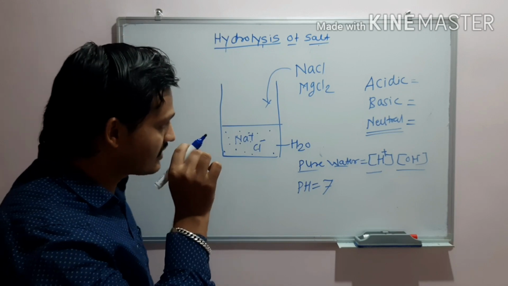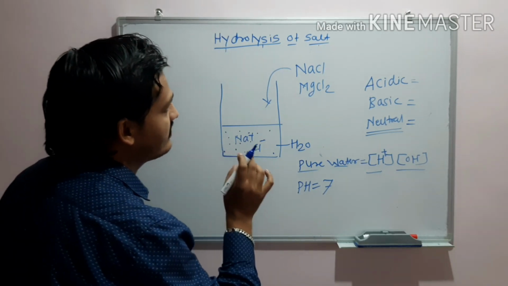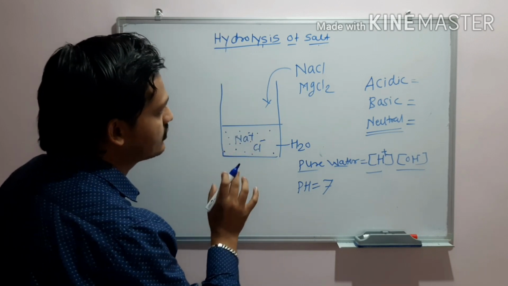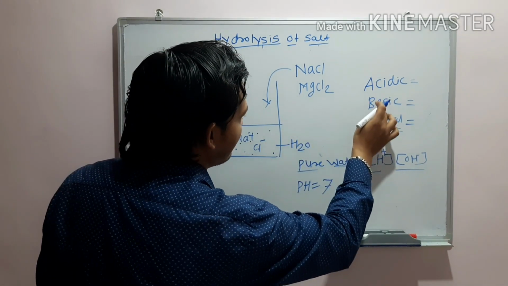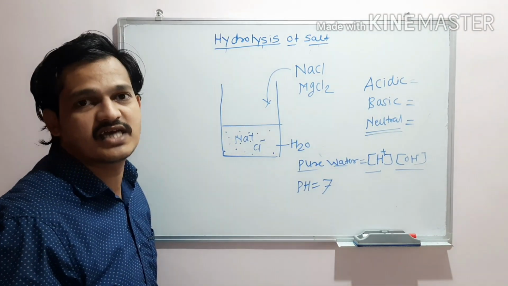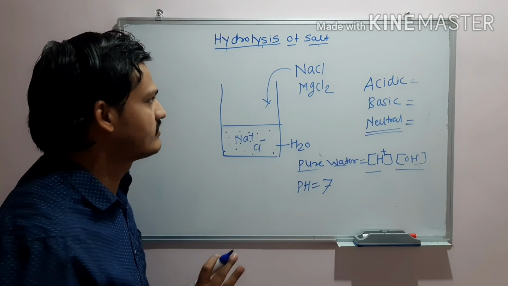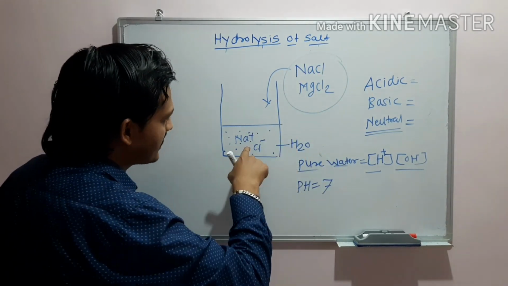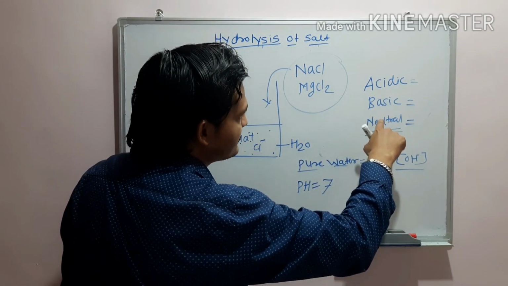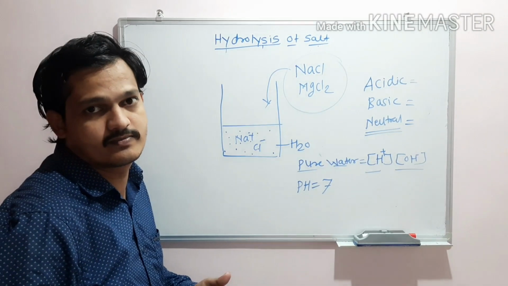So the concept definition of hydrolysis is clear: when salt is added to the water, the solution turns into an acidic, basic or neutral solution depending upon the type of salt. This is called hydrolysis. I am telling you once again, when salt reacts with water, it forms an acidic, basic or neutral solution depending upon the type of salt.